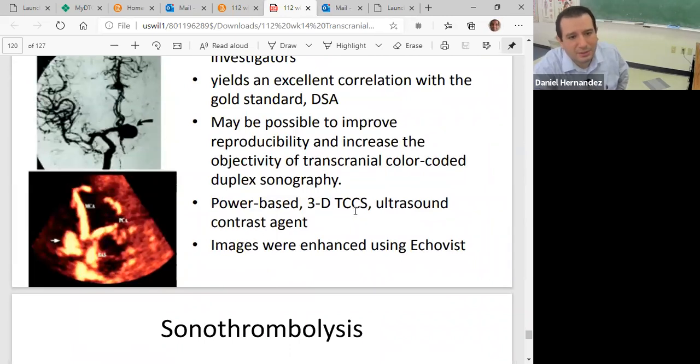Power-based 3D TCCS, ultrasound with contrast agents. Images were enhanced using Ecovist.